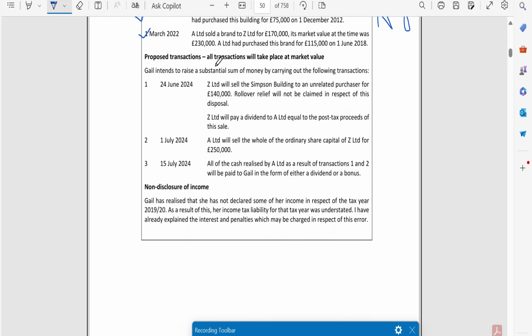Okay, so proposed transactions: all transactions will take place at market values, no issue. A Ltd intends to raise a substantial sum of money by carrying out the following transactions. On 24 June 2024, Z Ltd will sell the Simpson building to an unrelated purchaser for 140,000. Rollover relief will not be claimed in respect of this disposal.